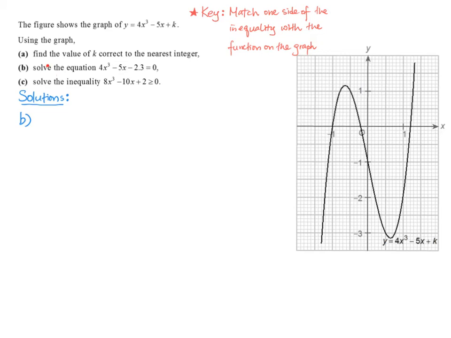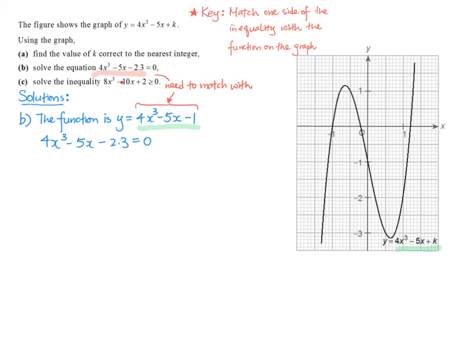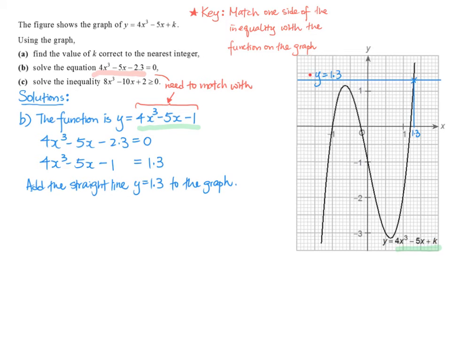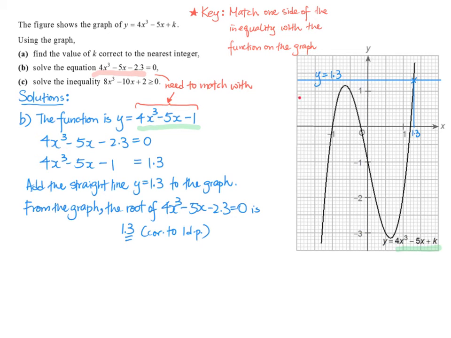Now part B. We want to solve this equation by using the graph here. So using our results from part A, the function would be this. And now we need to match this part with the equation of the graph here. So we start out with the equation here. Then I move the 2.3 to the other side, and I'm missing the negative 1. So I minus 1 on both sides, and so I get 1.3 on this side. And so I draw this line here, and coincidentally, the root is also 1.3. And notice that if the line is a little lower, then we may have more than one root, of course.